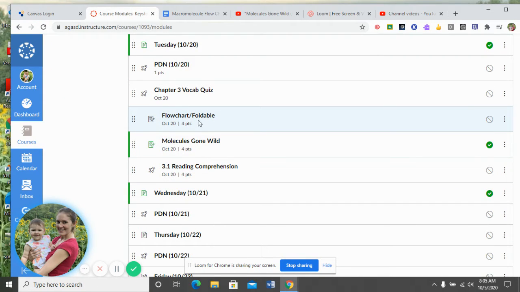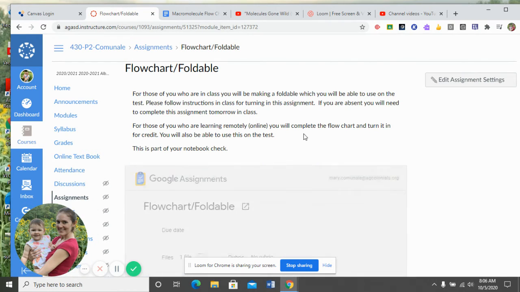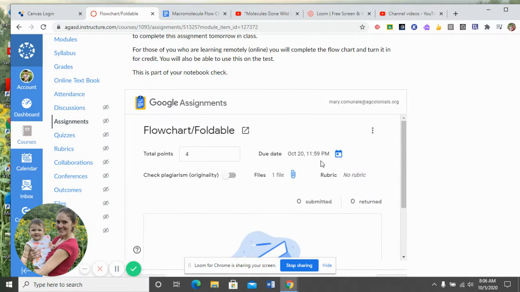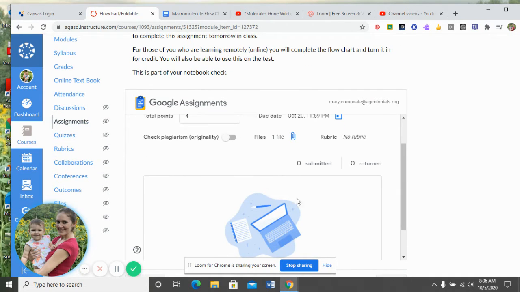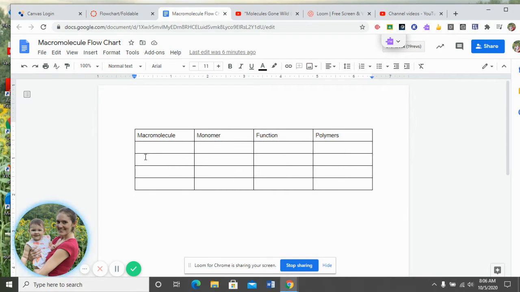we're moving on down here to this flowchart foldable. So when you click on that, this is going to be part of your notebook check. So you will need to turn this in, and you'll probably want to have 2 screens open, one so that you can see what I'm doing, and the second one so that you can fill yours out along with mine. So your assignment should pop up right here, and it will look just like this. You have the macromolecule, monomer, function, and the polymer. Now you're going to be able to use this on your Chapter 3 test, so really make sure you do fill that out.